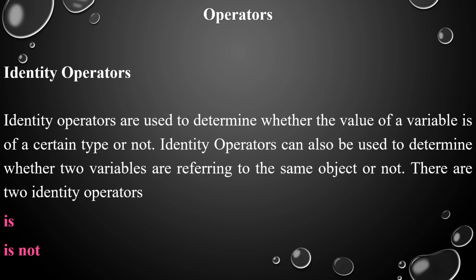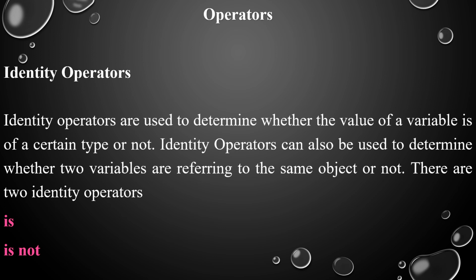Identity operators. Identity operators are used to determine whether the value of a variable is of a certain type or not. That means it is used for checking the data type of a variable. Identity operators can also be used to determine whether two variables are referring to the same object or not. Whatever we consider in Python, that is the variables to which we assign values, each of those variables is considered an object.